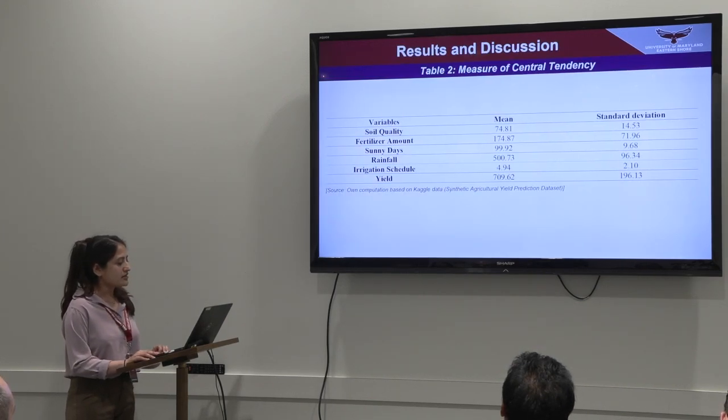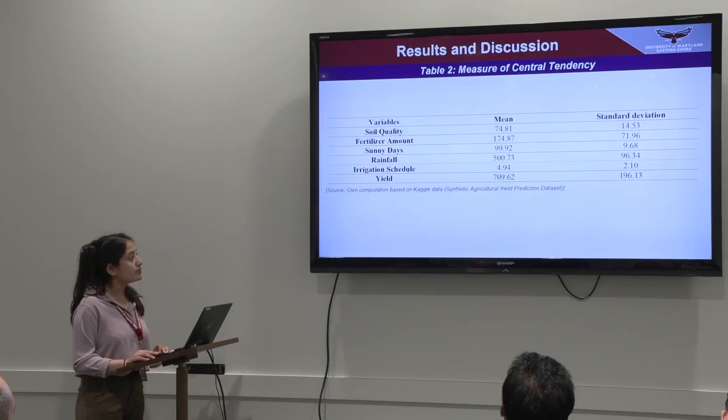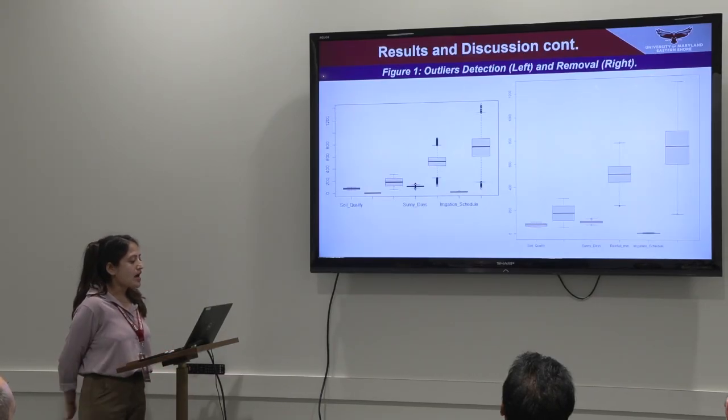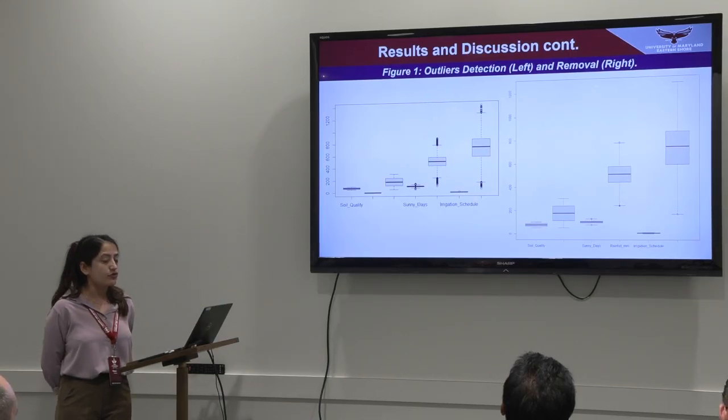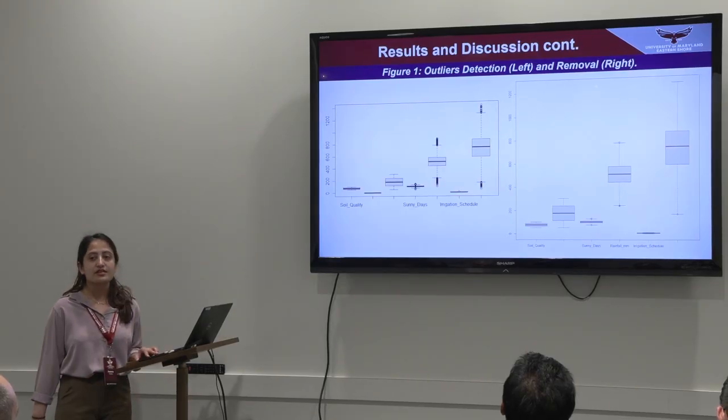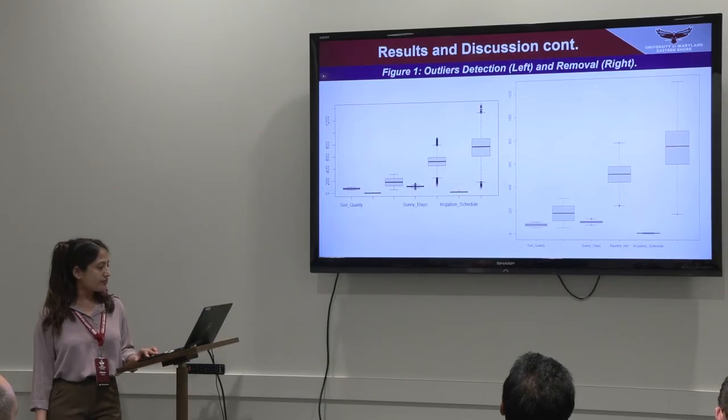This is a measure of central tendency and data spread through the mean and standard deviation of the data we used. And from the box-plot visualization, we detected around 614 outliers, and the refined dataset consisted of 19,682 data points.